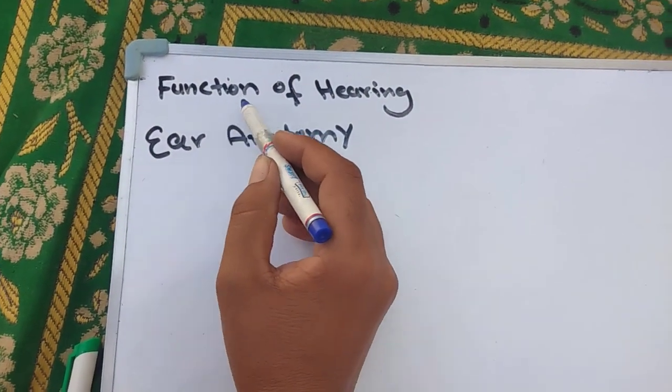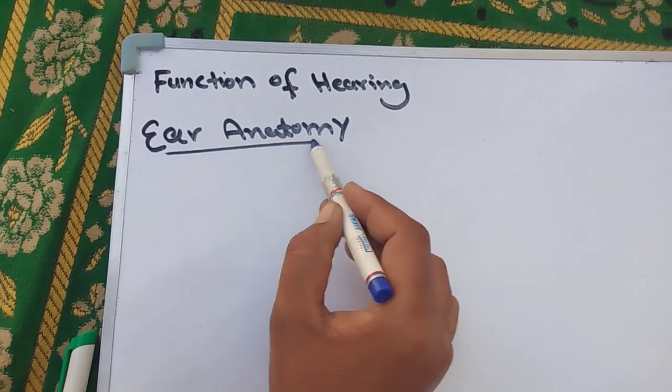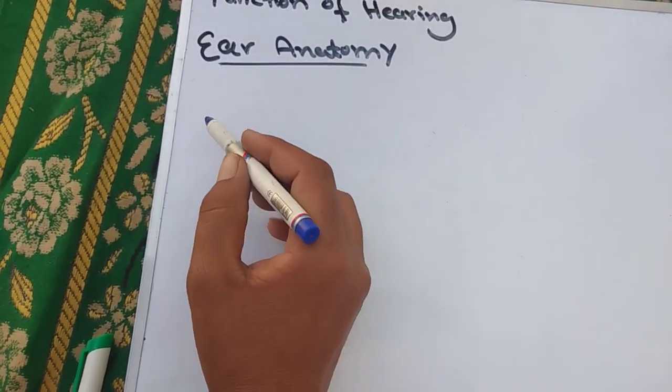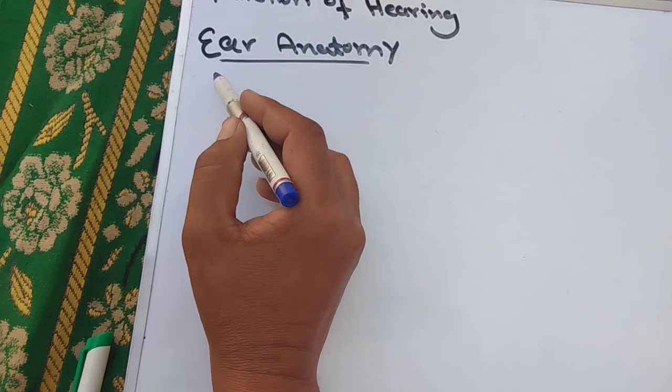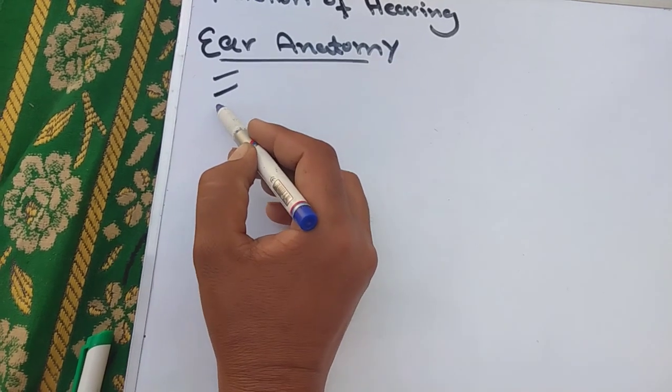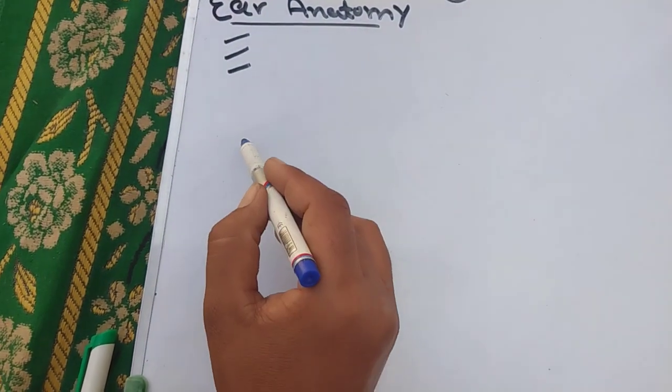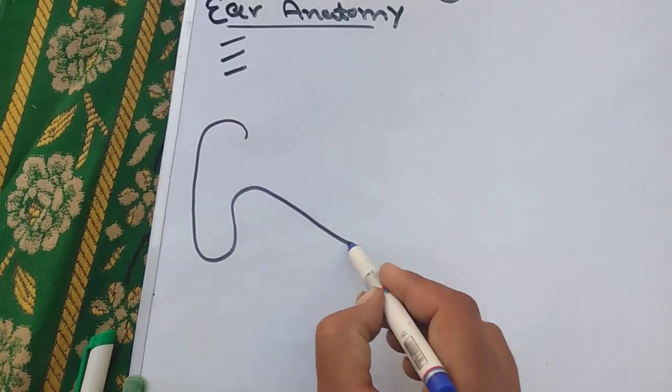Assalamu alaikum. Today our topic is the function of hearing. First we draw the anatomy of the ear. The anatomy of the ear consists of three parts: external ear, middle ear, and internal ear. First we draw the anatomy of the external ear.